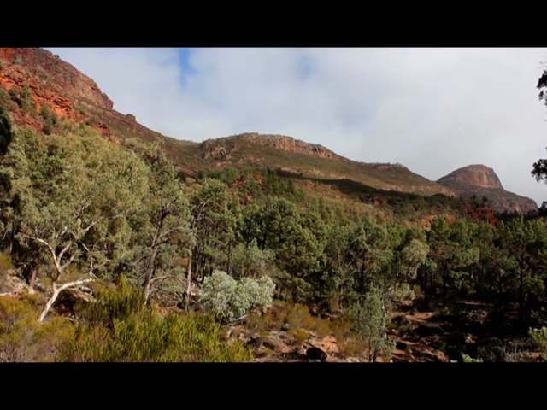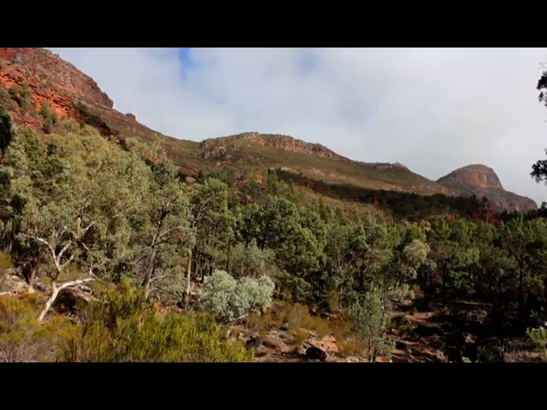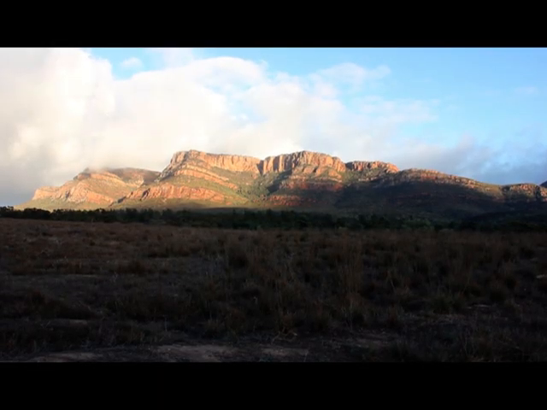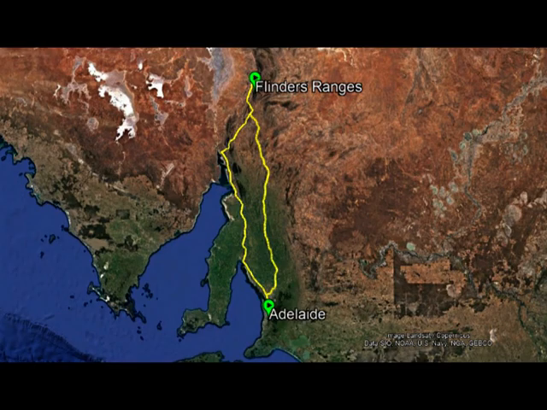Alternatively, I could describe the location of a place in terms of the time it takes to travel there. For example, I could say that the Flinders Ranges in South Australia are a 5-hour drive north of the city of Adelaide.